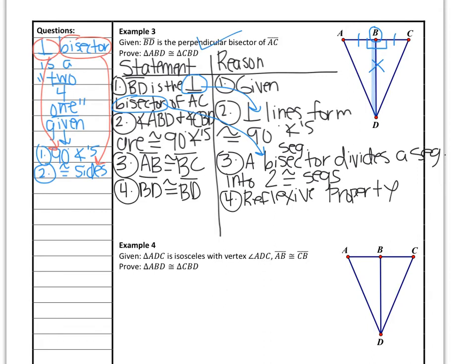Okay. All right, so let's go ahead and figure out what we've got. We've got a pair of angles here. We've got those 90-degree angles. We've got a pair of sides, and we've got another pair of sides.